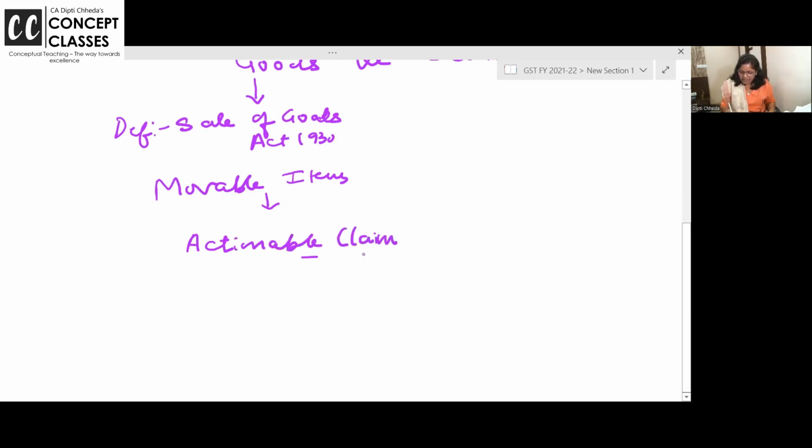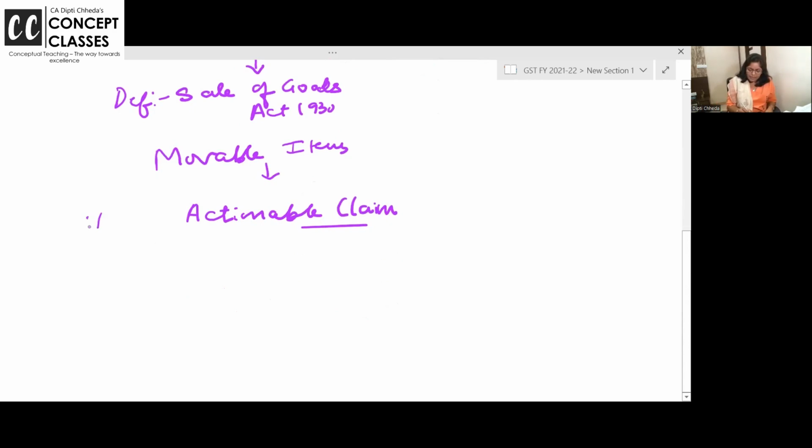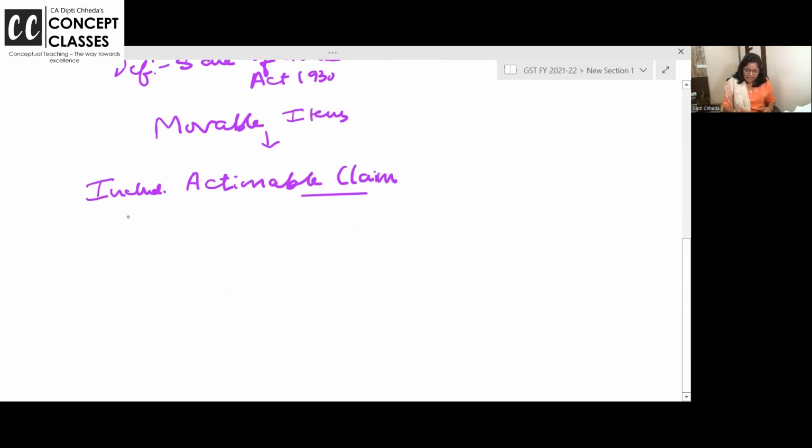I can teach actionable claim for half an hour, but in just 10 minutes I'll clear the meaning and that's enough. We are not studying law. We are studying income tax. In that we are studying GST, right or not? So supply of goods, that is movable items, right? Actionable claims are included here. Actionable claims means where you have the right to get money. For example, you can write insurance claim. Insurance claim is an actionable claim. Something goes wrong, you will get a claim.